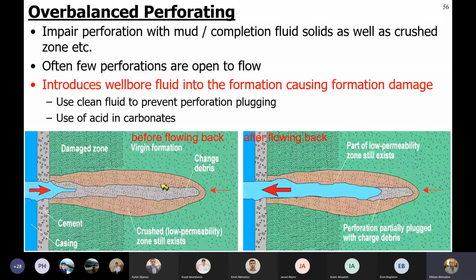And of course, on top of this damage, we flow the wellbore fluid into the reservoir, and therefore even more damage may be created to the rock permeability.